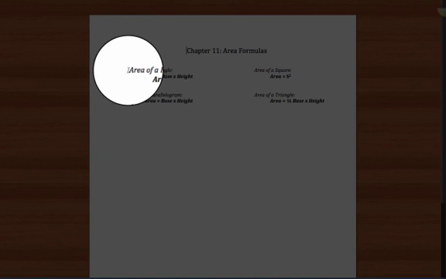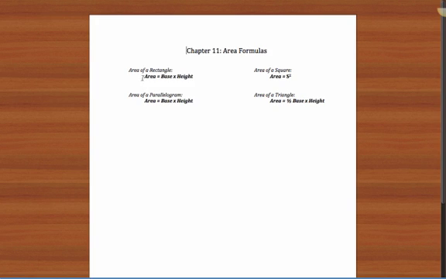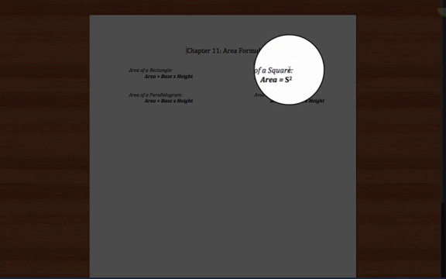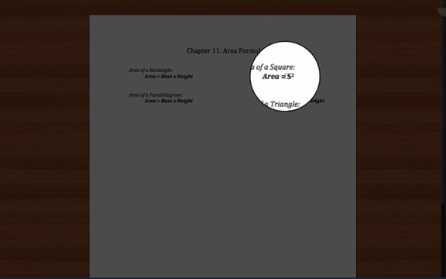Okay Ramblers, in chapter 11 we've had two videos now, and in the first we talked about the basic unit of area, which we've said is the area of a rectangle. That of course was just equal to base times height. Then we looked at the area of a square, because a square is a special rectangle where the base and the height are the same. So that area formula was just s squared, or the side squared.